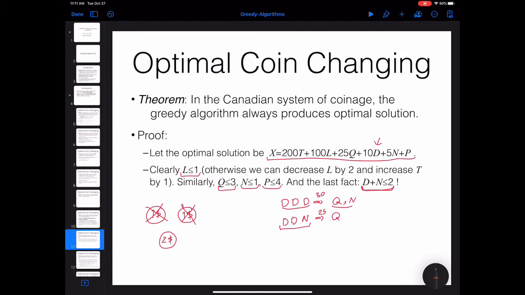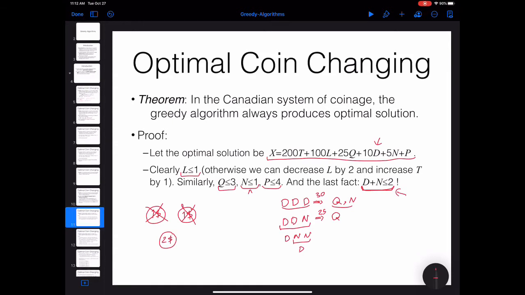And there are no other possibilities if you just say 1 dime and 2 nickels. Already this is a contradiction with the fact that the number of nickels is going to be less than 2. You cannot have 2 nickels because you can just replace them with 1 dime. Okay, so this is the next fact that we can draw from this coin system.